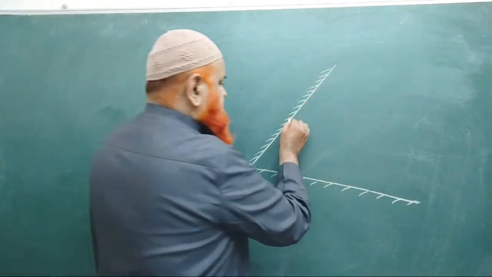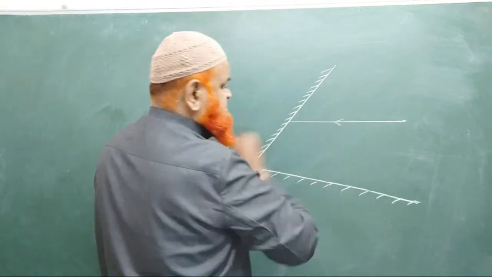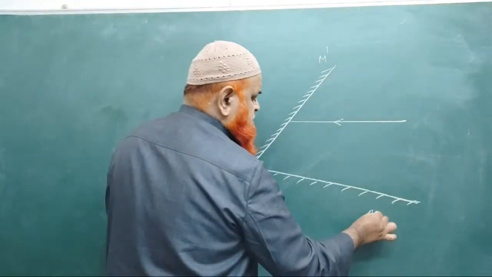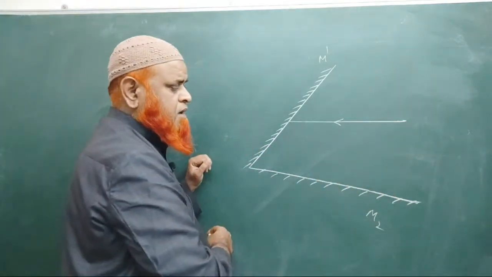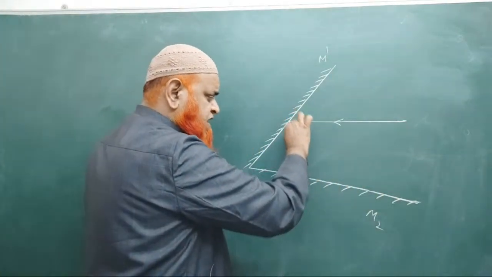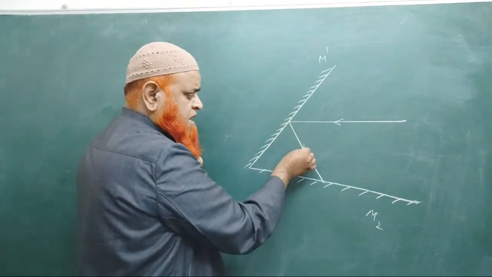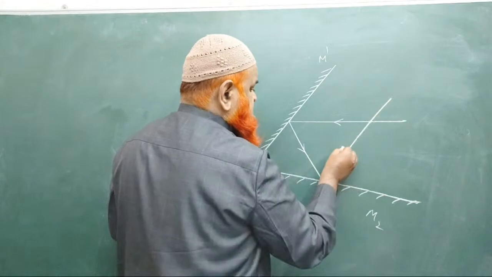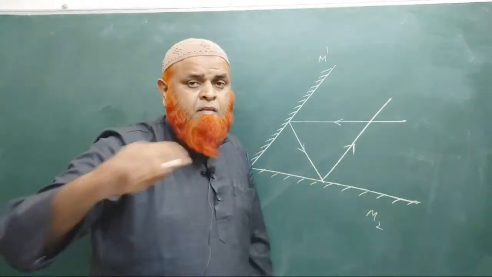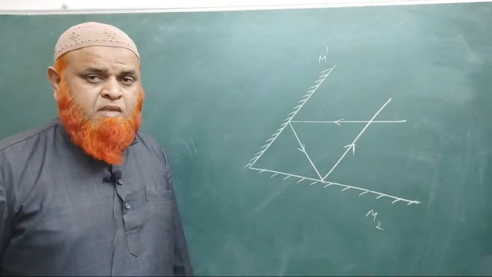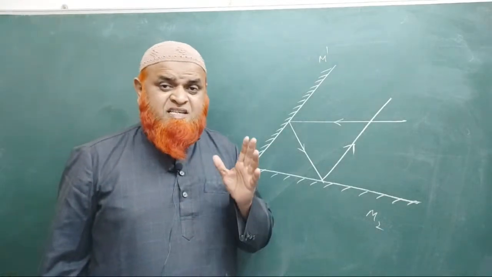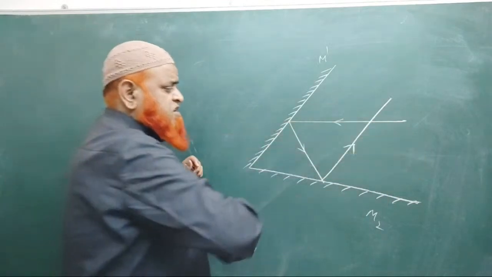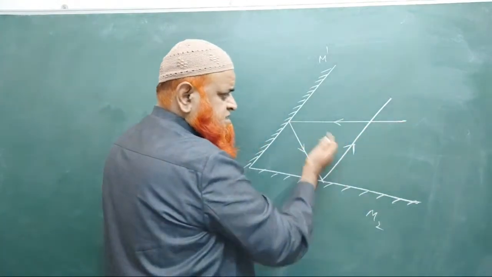Now let us imagine the light ray has entered from this direction. This is mirror M1 and this is mirror M2. The light ray will first reflect from the first mirror, strike the second mirror, again reflect in this direction and move ahead. Now we have to find out what is the deviation taken by the light ray. So what is the deviation? The light ray has entered like this and is coming out like this.